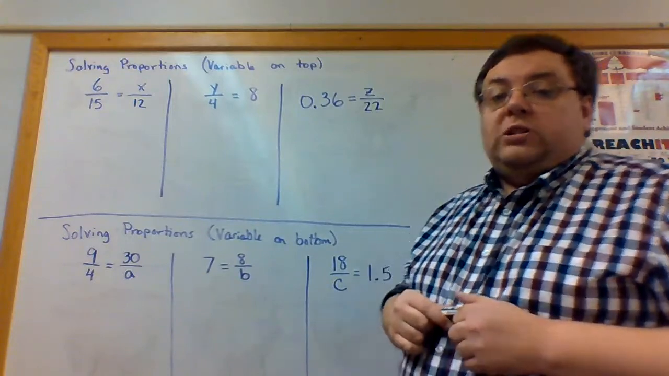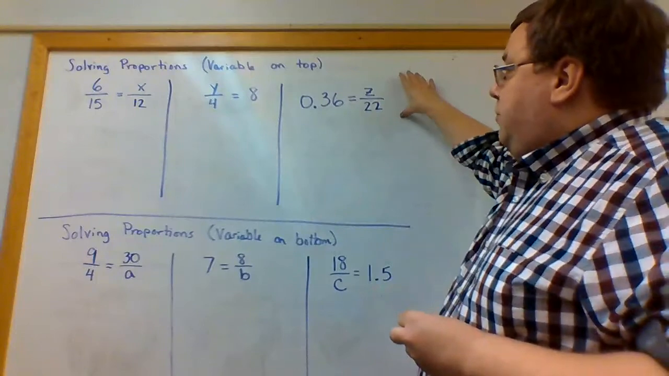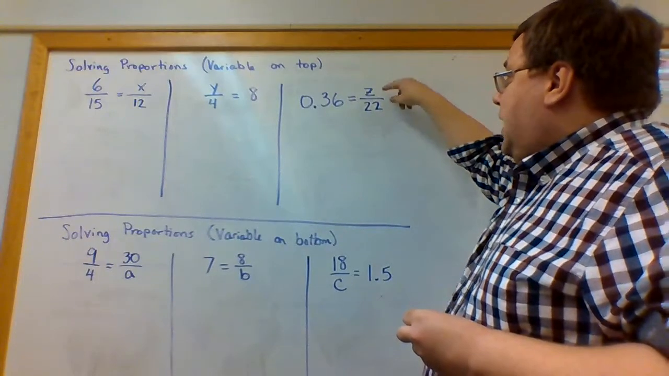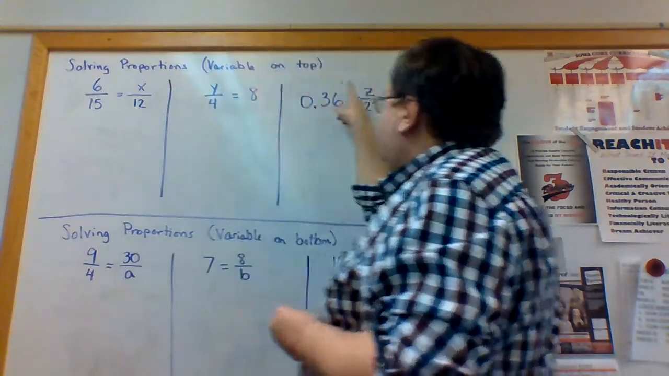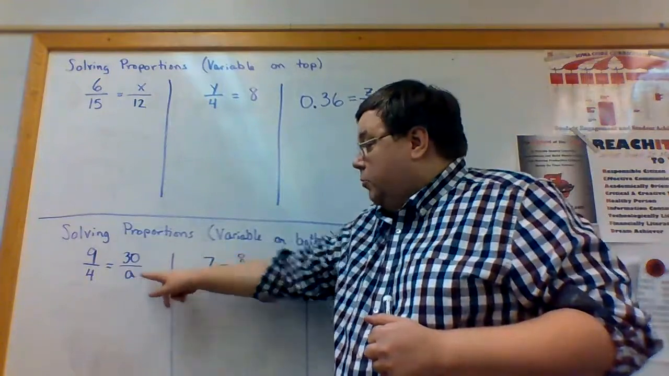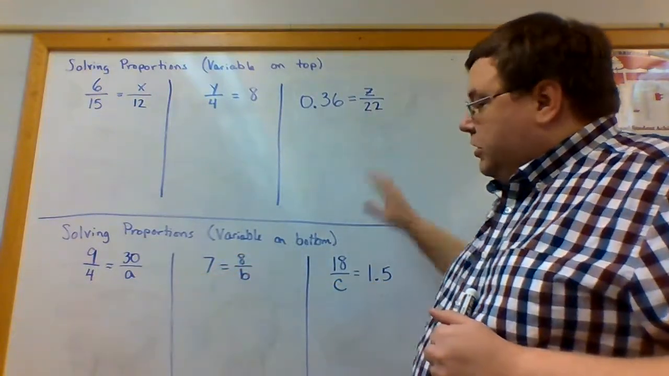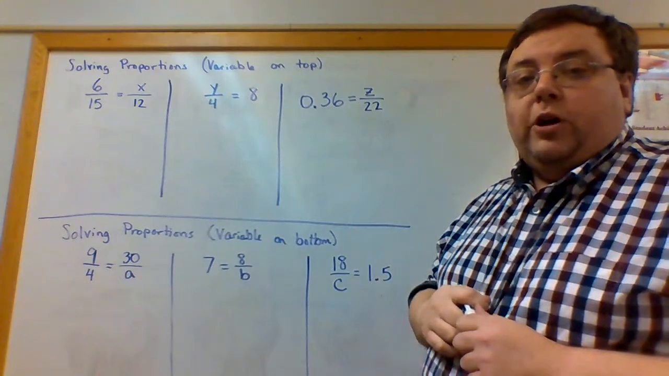We've got two sorts of situations that we need to learn how to deal with. The first type is when the variable is on the top of the fraction, so it's in the numerator like it is in all three of these. And the second type we need to deal with is when the variable's in the denominator. So there's a little different strategy for each one of these. We'll start with the variable in the numerator.